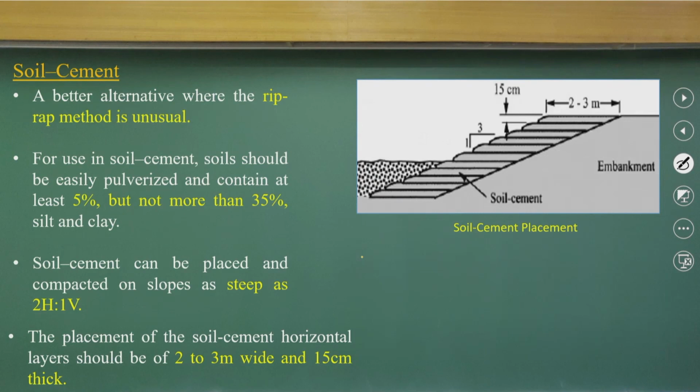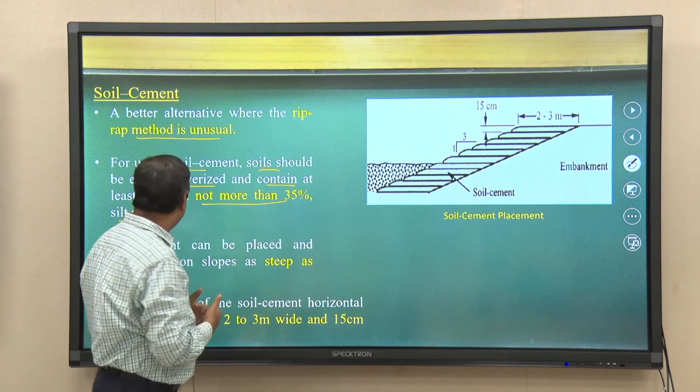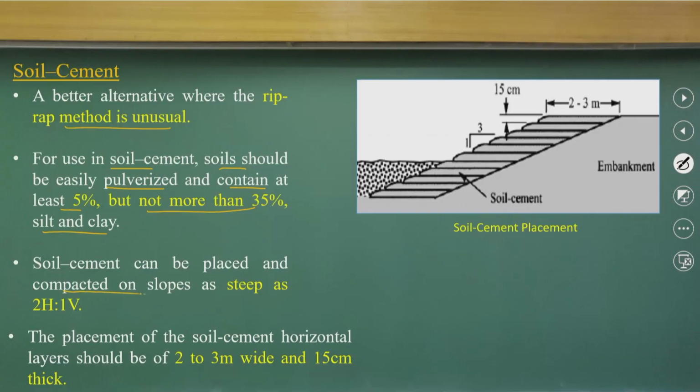There are other concepts, as I showed, there could be soil cement. You can have a riprap, which is quite an alternative, but an unusual way. What you do with soil cement: the soil should be easily available and contain at least 5%, not more than 35% silt and clay. We just mix the soil with cement, with some percentage of cement, and soil cement can be placed and compacted on a slope as steep as 2 horizontal to 1 vertical. The placement of soil cement in horizontal layers could be 2 to 3 meters wide, 15 centimeters thick.